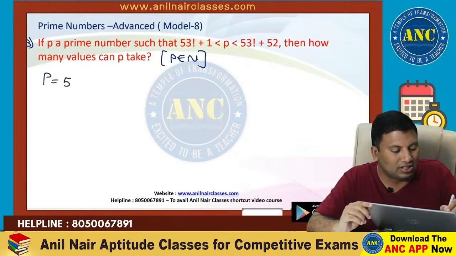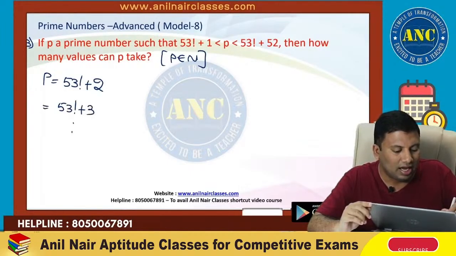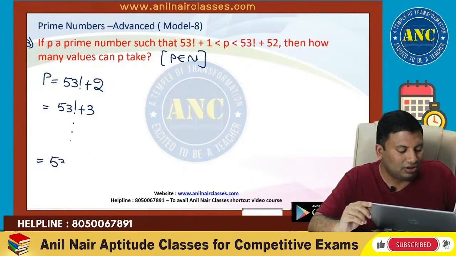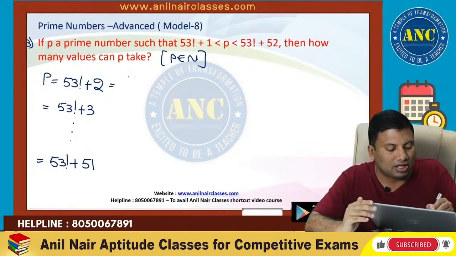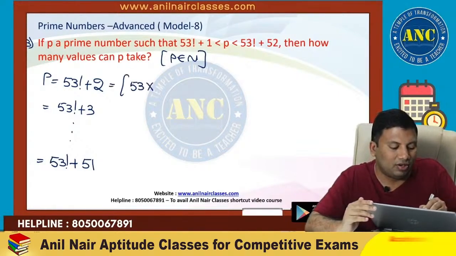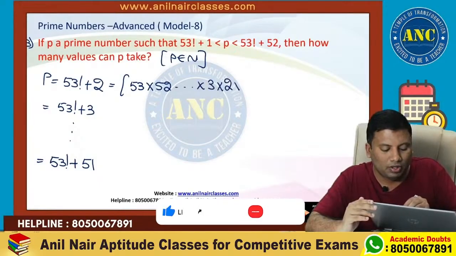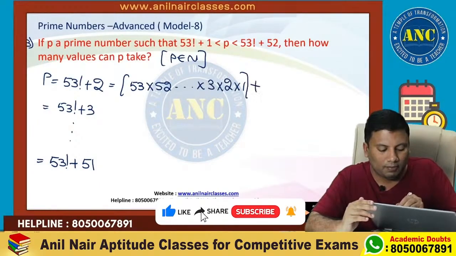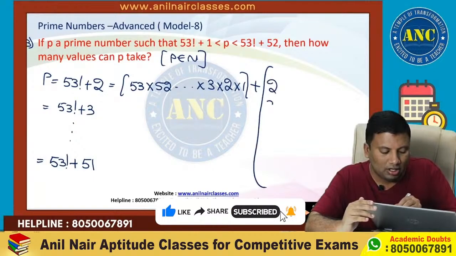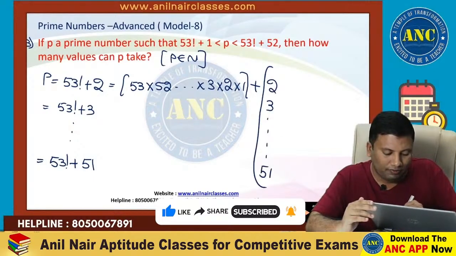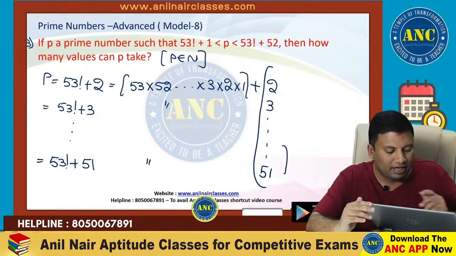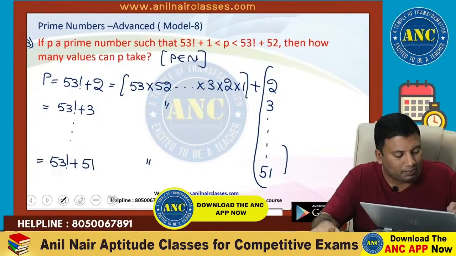So P is 53 factorial plus 2. Next it is 53 factorial plus 3, and so on up to 53 factorial plus 51. 53 factorial is 53 into 52 and so on up to 3 into 2 into 1, plus this value, which can be 2, 3 and so on up to 51. This will come everywhere. Same logic that we did in the previous problem.